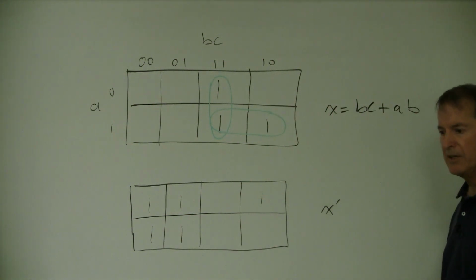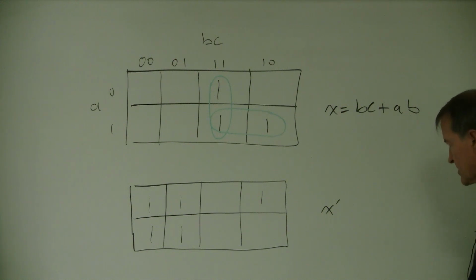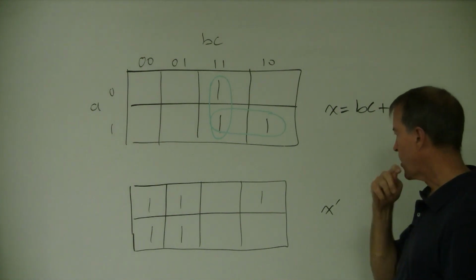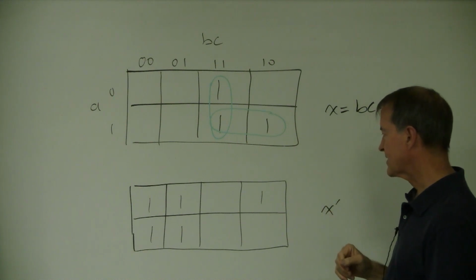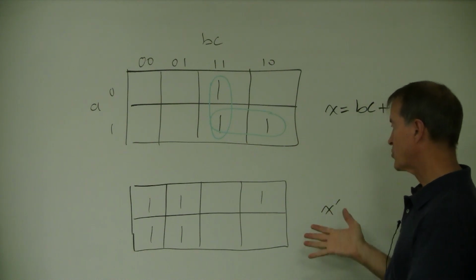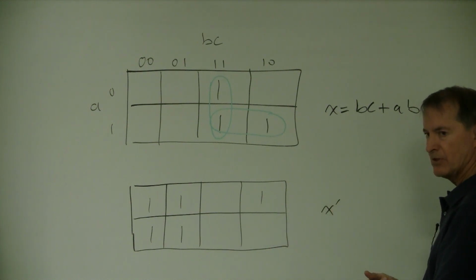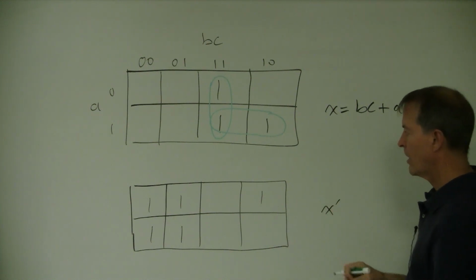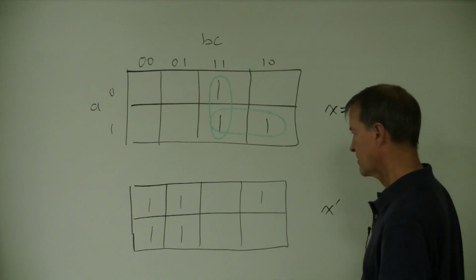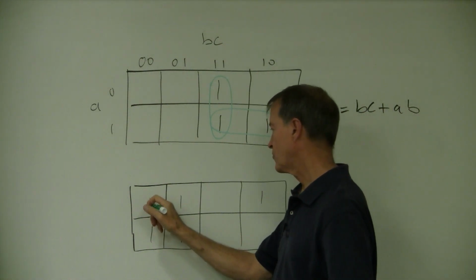Are you with me? Does everybody see that? Okay. So if this is the case, suppose I said, now minimize this using a Karnaugh map. How would you do it? Where would you do the groupings? The whole box. Yeah, you do this group.